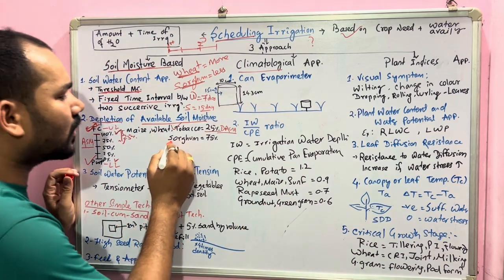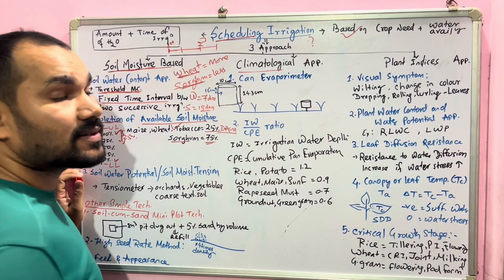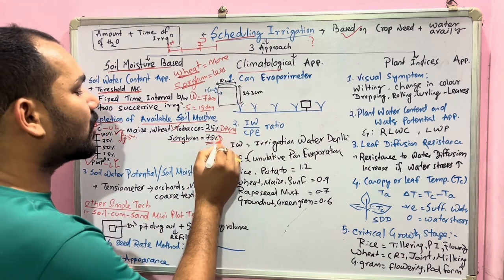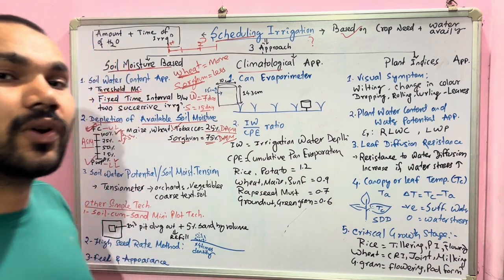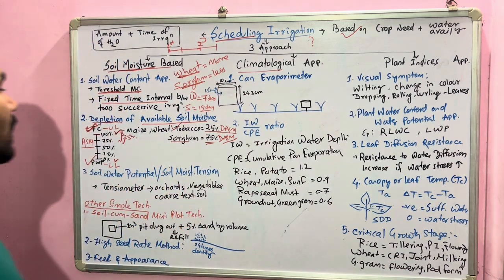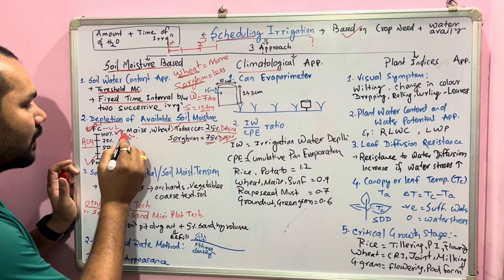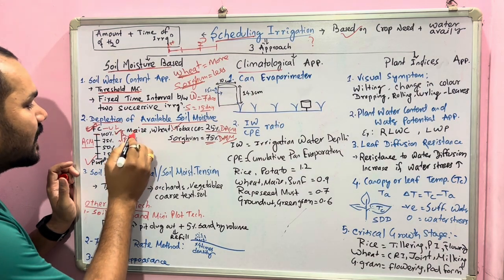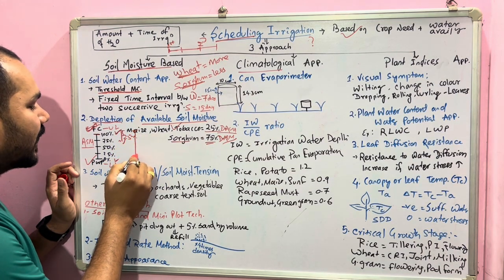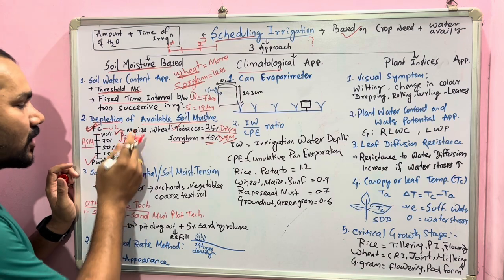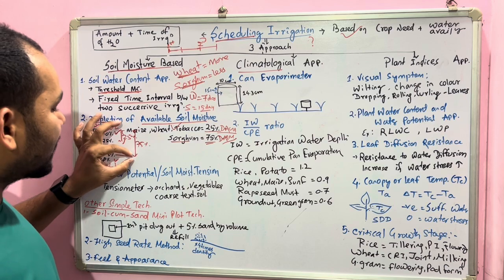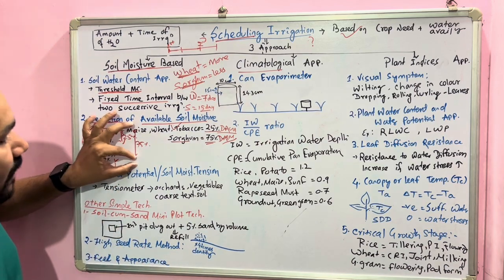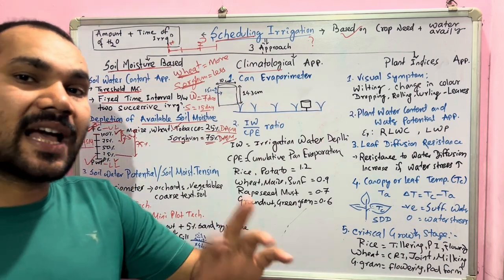But in case of sorghum, as you know, there will be 75% depletion of available soil moisture. In this case, we will go for the next irrigation. So now coming to sorghum. Here is my field capacity and there will be 75% depletion, that means up to this point. Or we can say whenever there is 25% available soil moisture, we can go for the next irrigation.